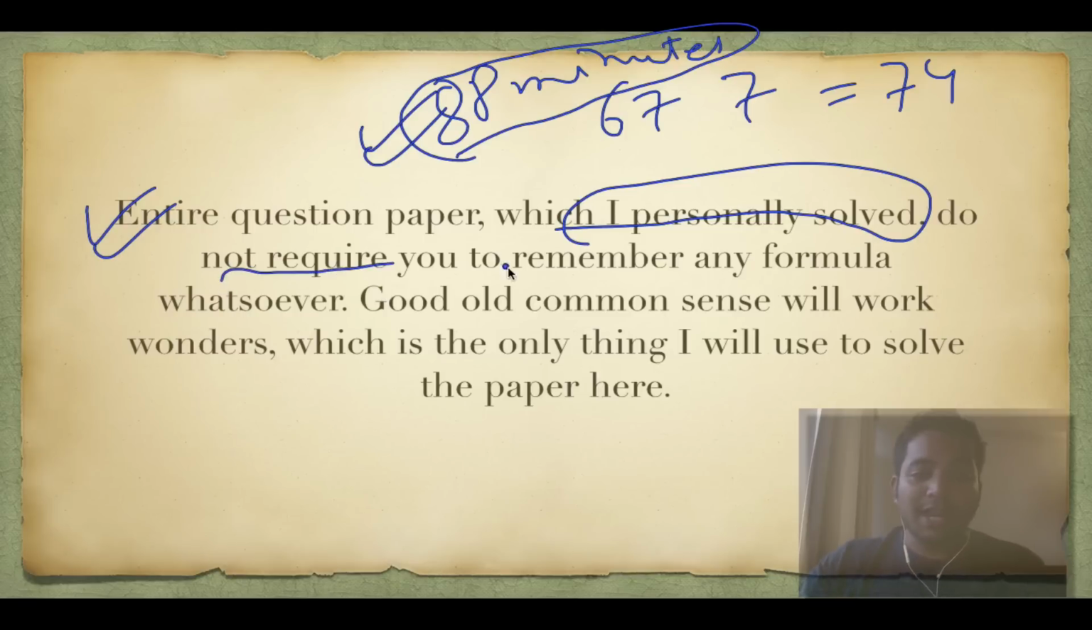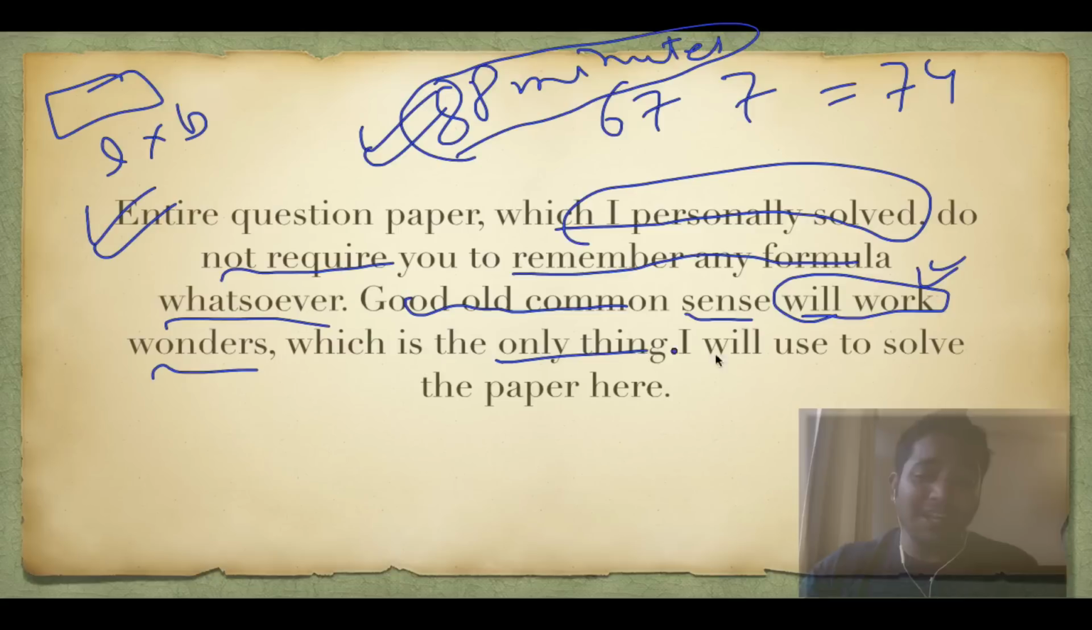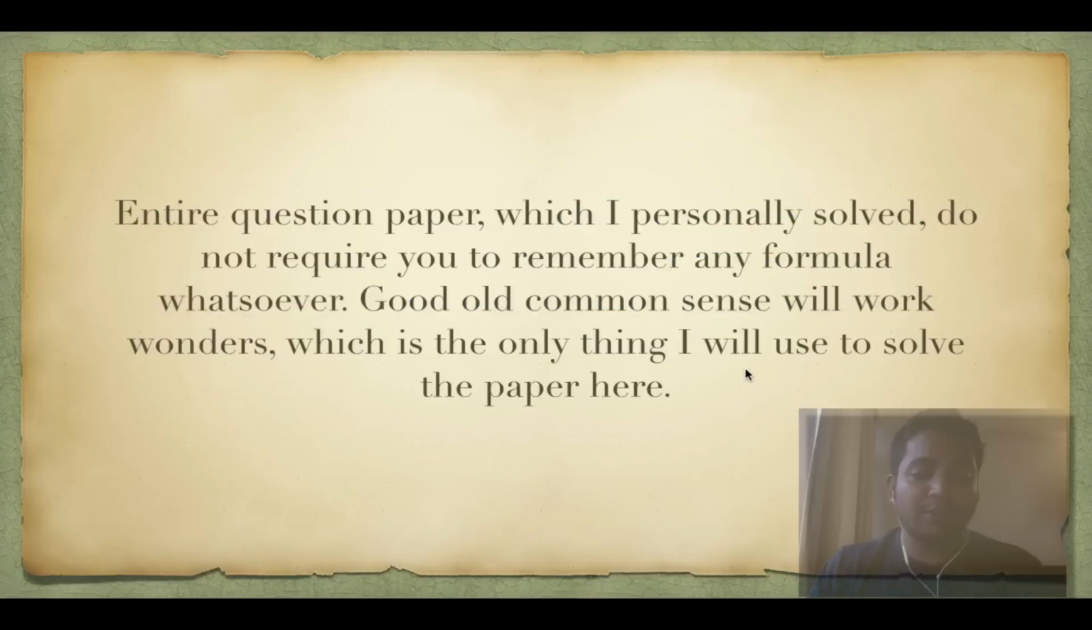You do not require any formula to be remembered whatsoever, just plain old common sense. Now don't come telling me the area of a rectangle is L into B, so this is a formula you have to remember. If you count these as formulas, then God save you. But the extremely basic formulas which you have learned till class 5 or 6 are required, otherwise they are not required. So good old common sense, which is not so common among the public, will be needed here. It will work wonders. It is the only thing that I will be using to solve the paper here. No formula whatsoever. I'll tell you the formulas, but I'll try to solve the questions without any formulas.